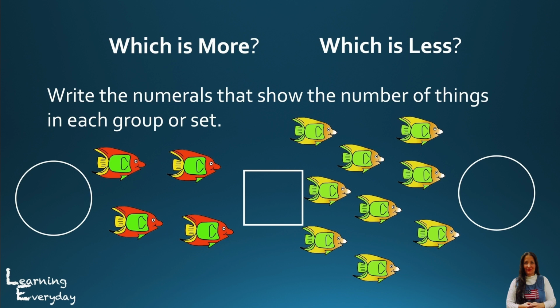Which is more, which is less? Write the numerals that show the number of things in each group or set. How many fish on the left? 4. How many fish on the right? 9. 4 is less than 9.